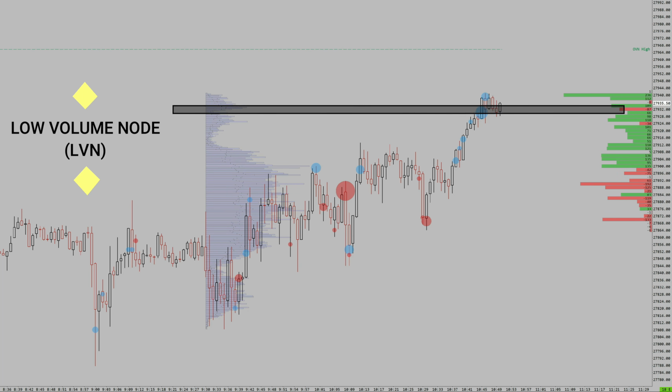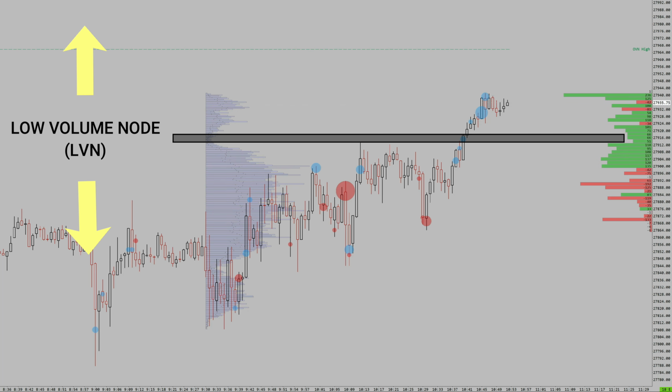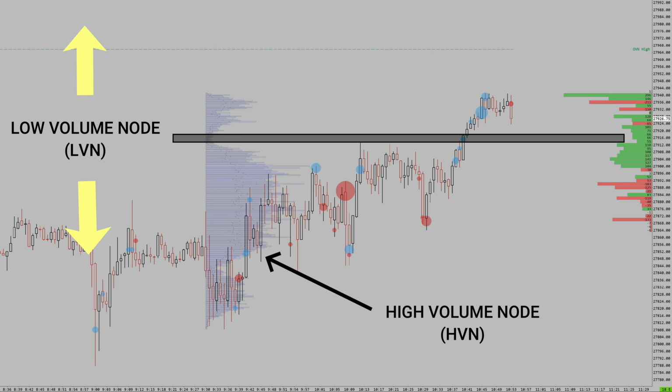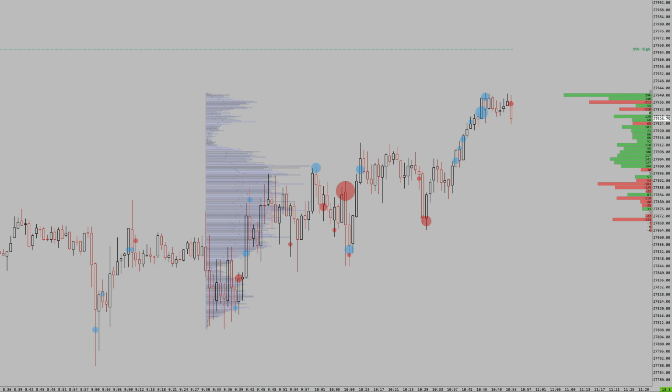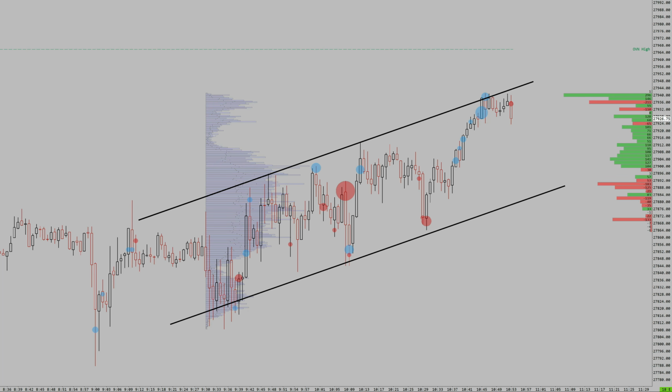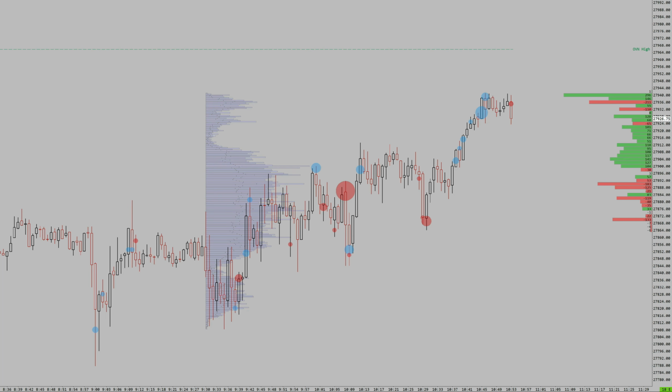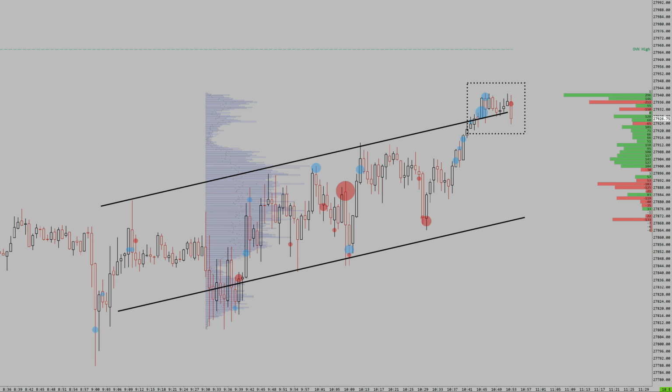So it either gets accepted above and the market keeps rallying or grinding higher, or it gets rejected back into the volume cluster, which is called a high volume node. Now, if you completely ignore volume, which you could, and depending on how you draw your channel, you can see that the market is either at the top of the channel or literally poking outside of it.